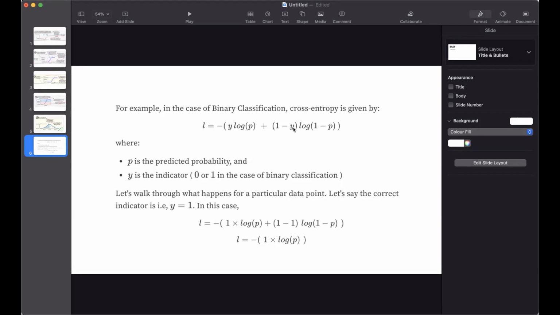And if the value is 0, then automatically this will turn on. It is like a switch. If it is 1, then turn on this. If it is 0, then turn on this. Here P is our predicted probability, what I've told you, from the x-axis to where the curve touches the y-axis. That is our predicted probability. If y is equal to 1, then only this term will exist. When y is equal to 0, then only this term will exist.